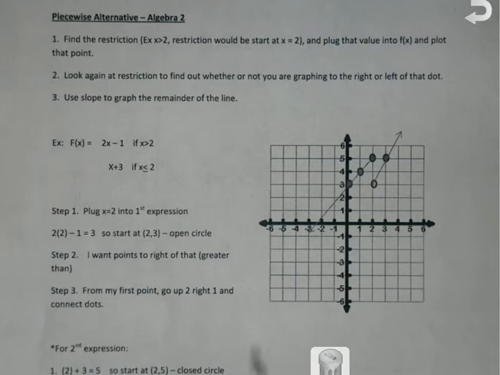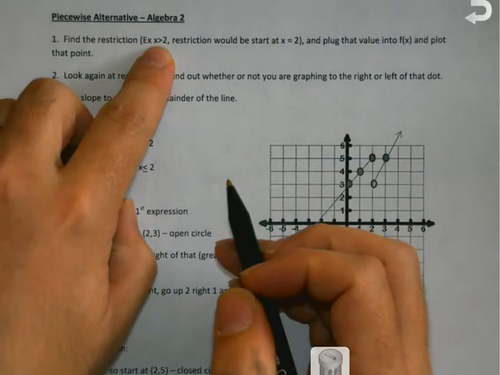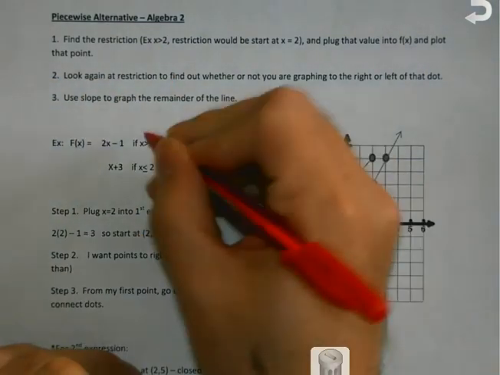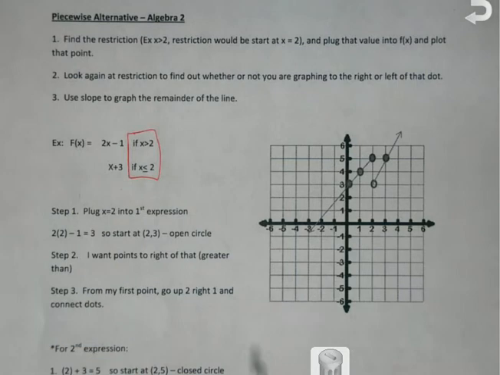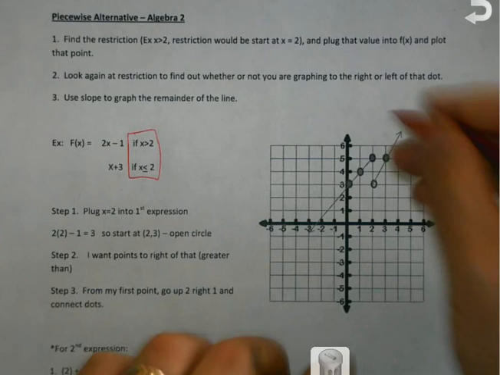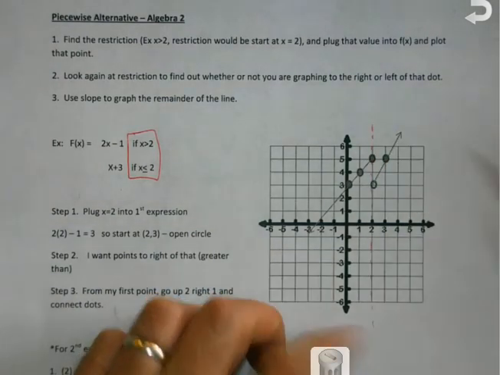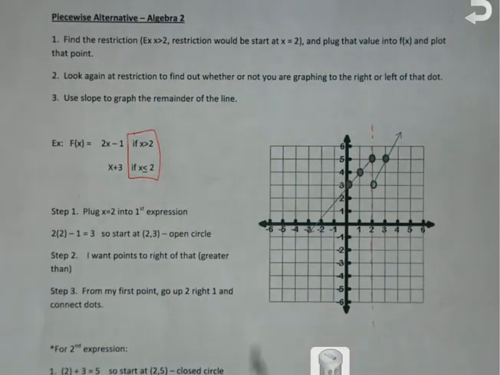So when I'm doing piecewise, number 1 job, find the restriction, find the inequality that has to do with it. So for instance, on these 2, my restriction is right here. It tells me I'm starting at 2. That's where my values have to start, somewhere along this value line where x equals 2. Okay? So what I'm going to do is plug that value in and plot that point.